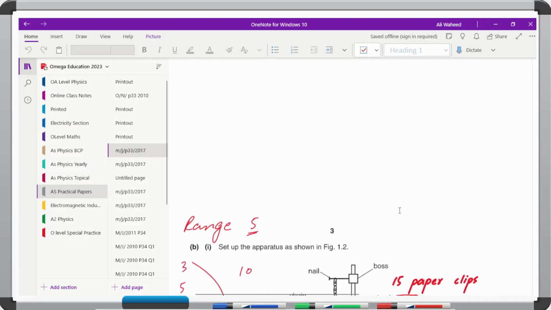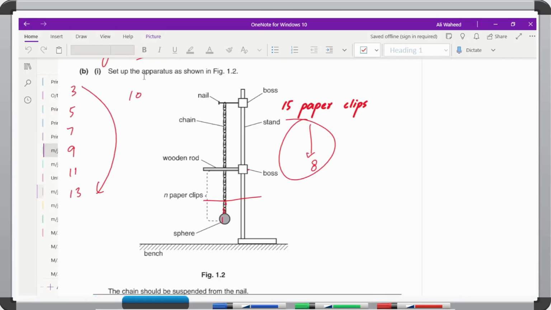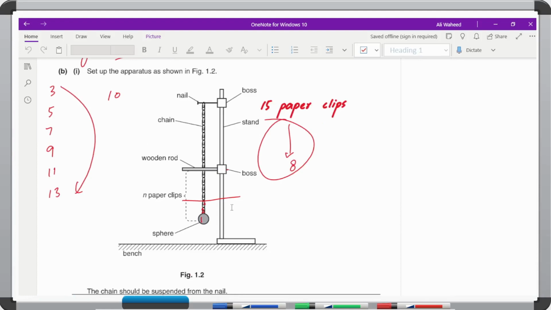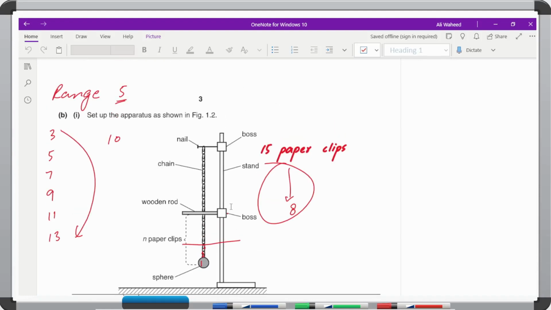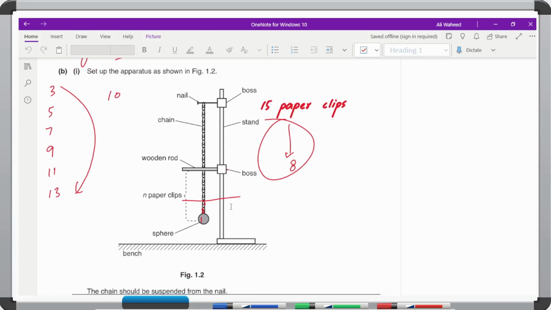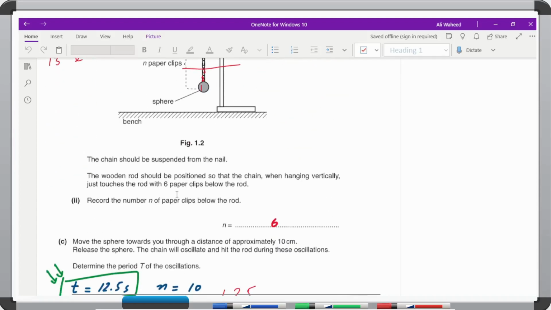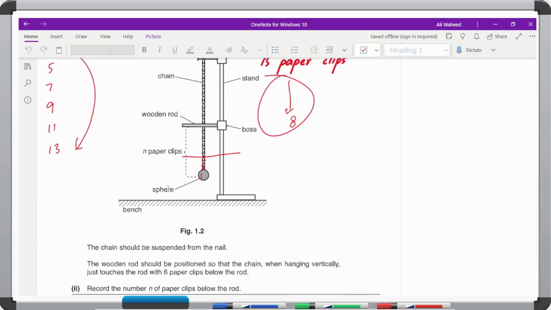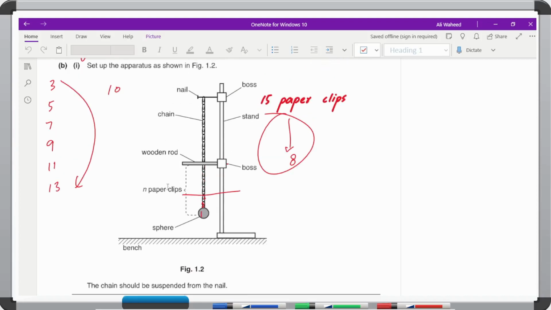There was a question in which, okay, for example, this one. So you see, in this question, you were given 15 paper clips, and you have to move the rod up and down in a certain way. So right now it is touching clip number 6.